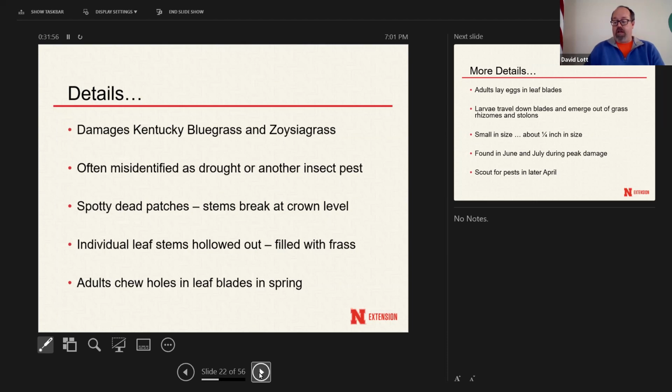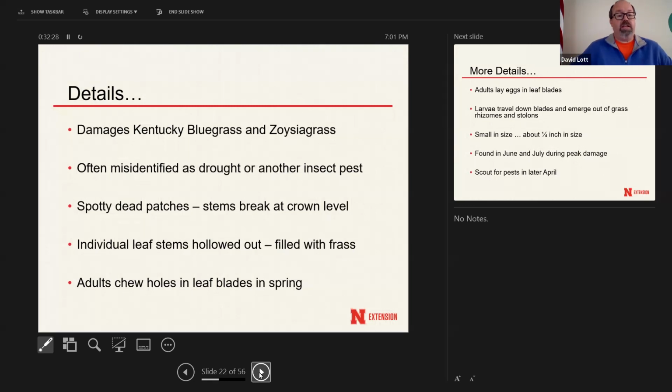Billbug damage is often identified with drought or another insect pest problem because of the way it feeds. It leaves spotty dead patches, and the stems break at the crown level. So some people will think you may have a drought problem or you may have a disease problem when you actually have billbugs. And so it is kind of an interesting creature to look at.